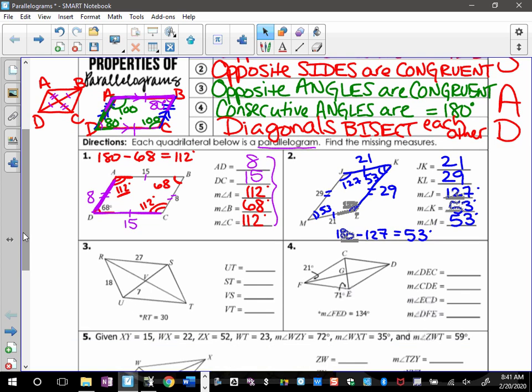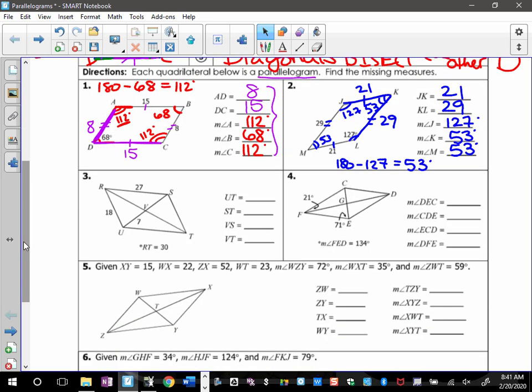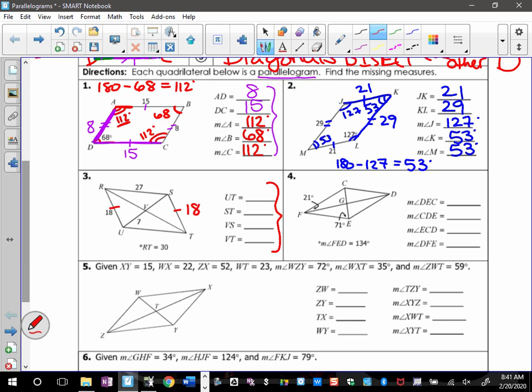What makes it a little bit trickier is when we start having the diagonals drawn and we have to label a lot more in our picture. I do see that for number 3, there's no angle question, so this picture I should be able to work with. Again, I know that these two opposite sides have to be congruent, so ST is 18. If RS is 27, UT is 27.